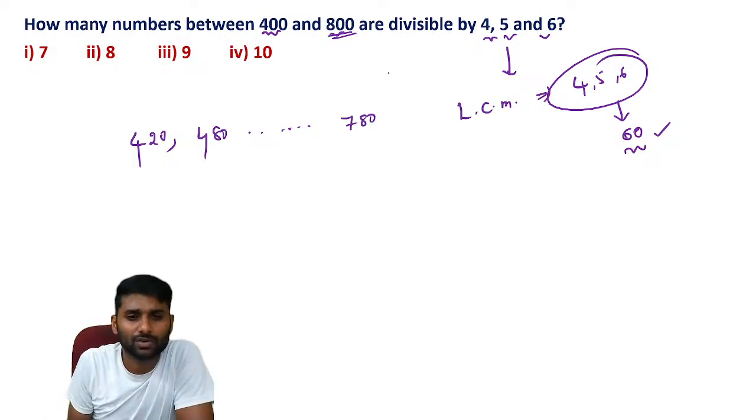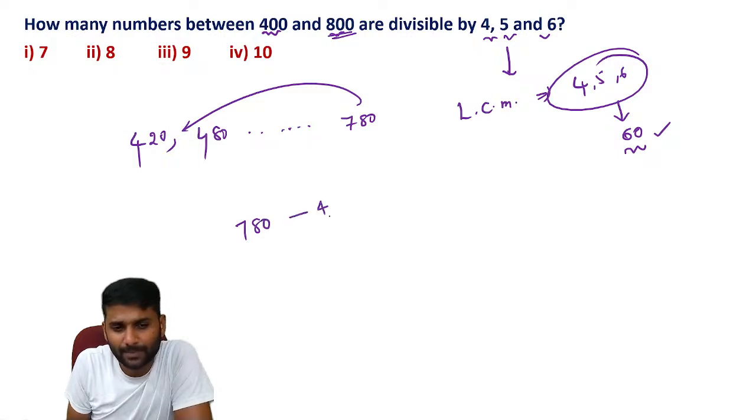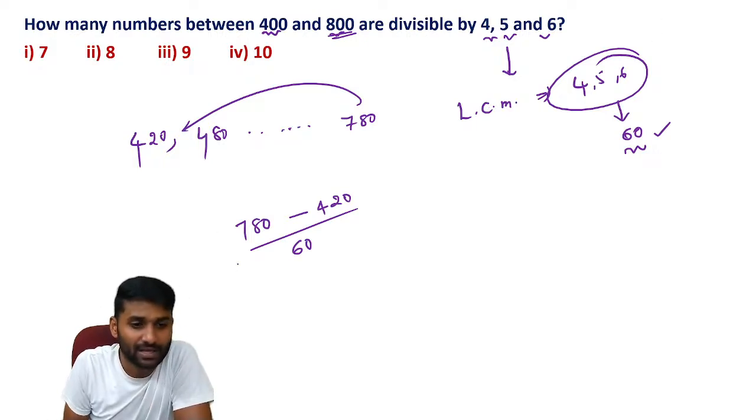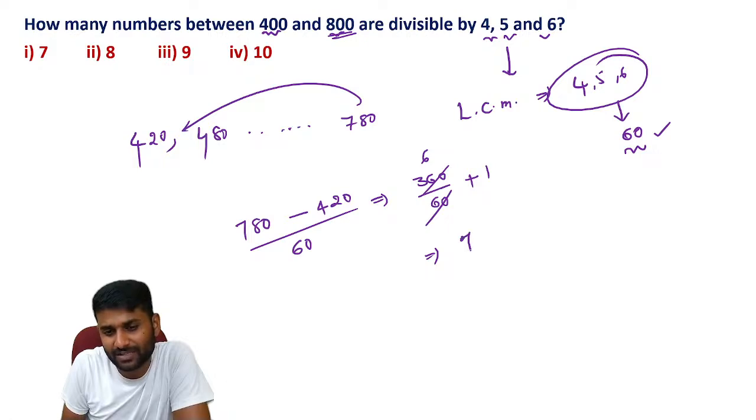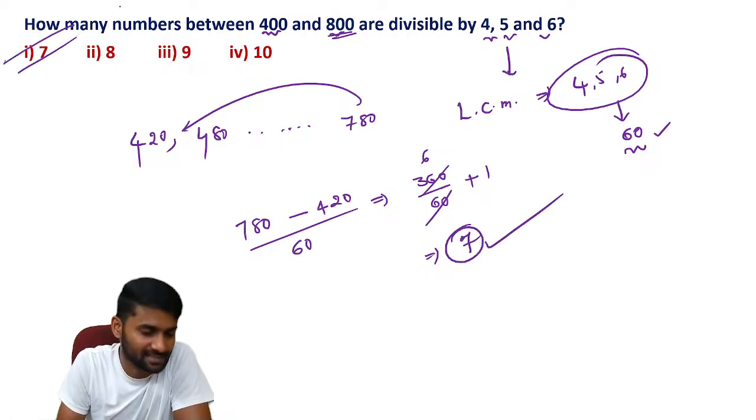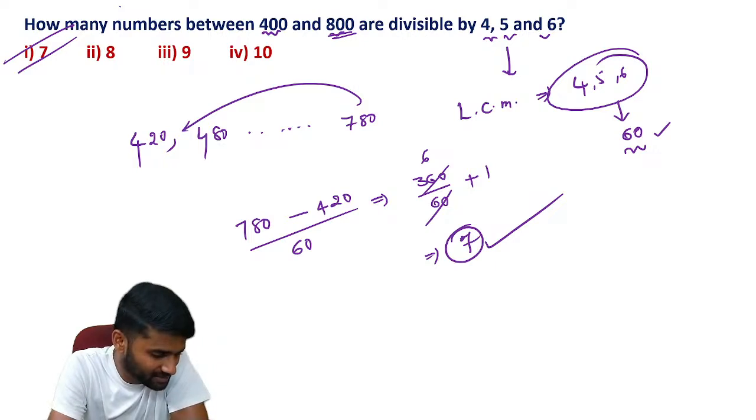Now the question, how many numbers are possible? I told you guys, just take the last number minus the first number and find the difference. In the previous example there was a difference of 1 unit, but here the difference is 60 units. So 780 minus 420 is exactly equal to 360. 360 divided by 60 is 6, and you have to add 1, so 6 plus 1 is equal to 7. 7 is the correct answer. In total you can see 7 different numbers.